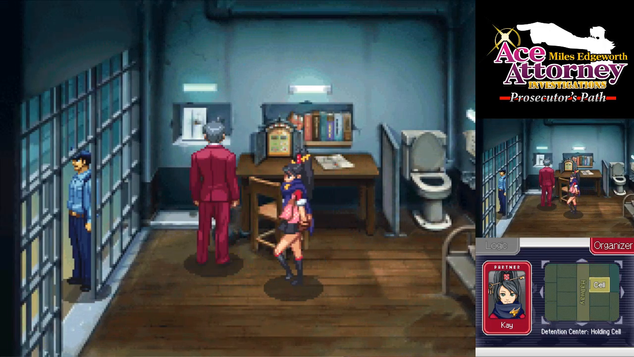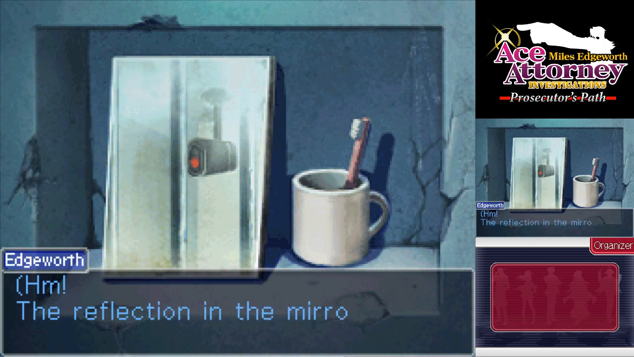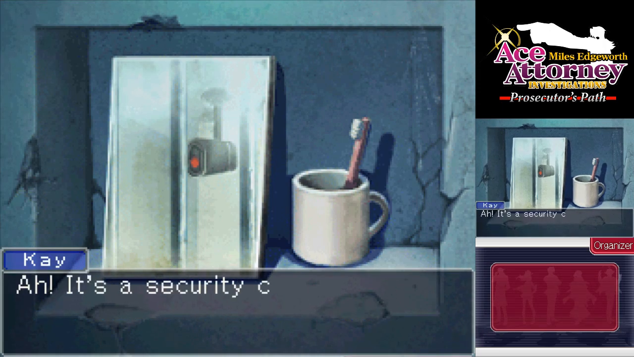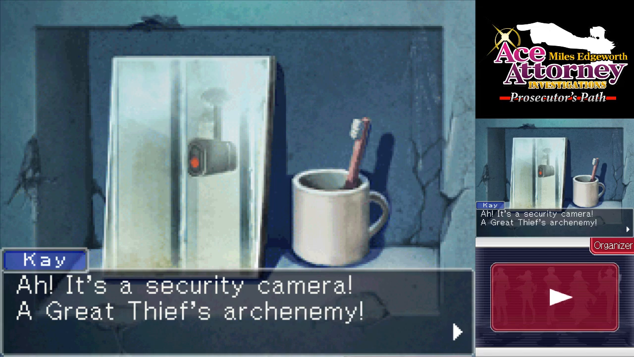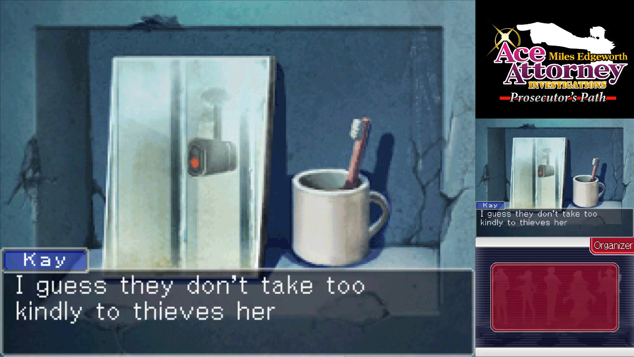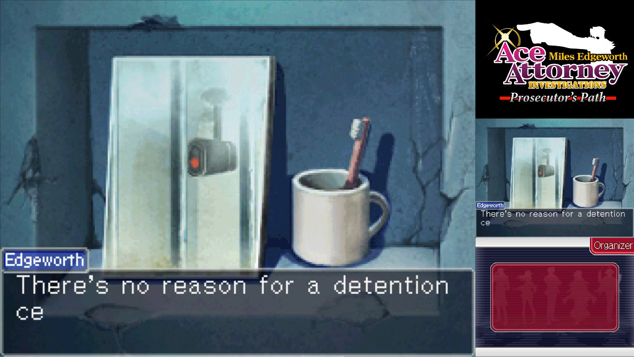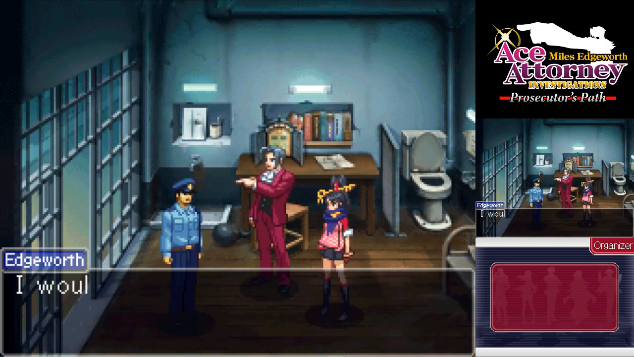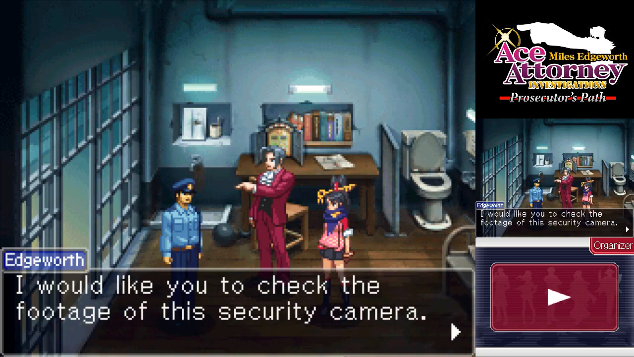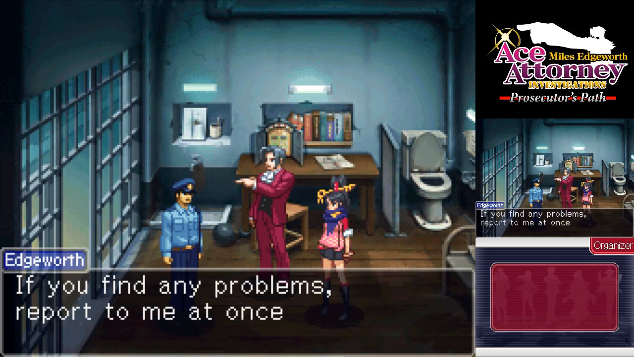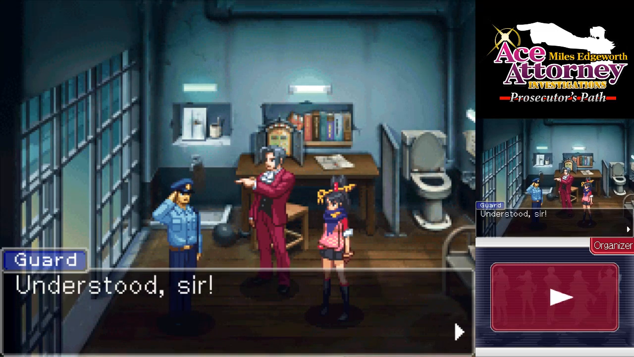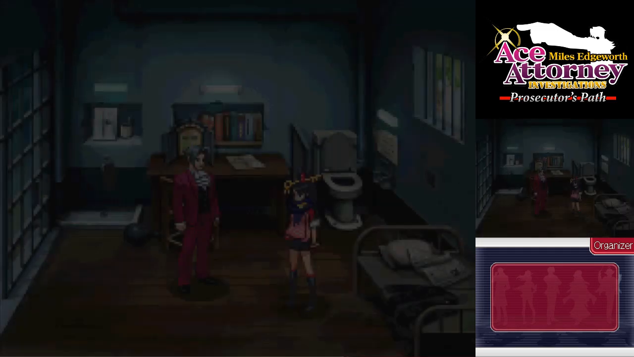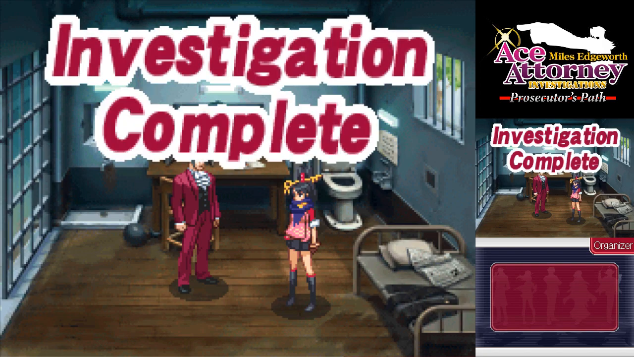Okay, what? Is that a ball and chain? Oh, wait, here we go. The reflection in this mirror. Ah, it's a security camera. A great thief's arch enemy. I guess they don't take too kindly to thieves right here. There's no reason for a detention center to be kind to thieves. Guard? I'd like you to check the footage of the security camera. If you find any problems, report it to me at once. Understood, sir. Investigation complete.